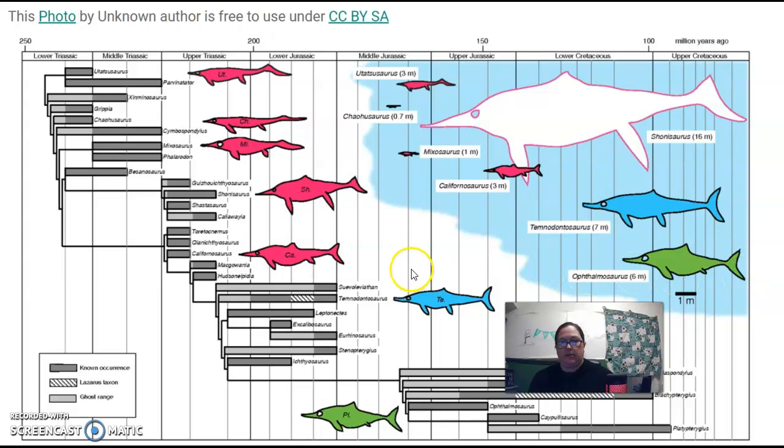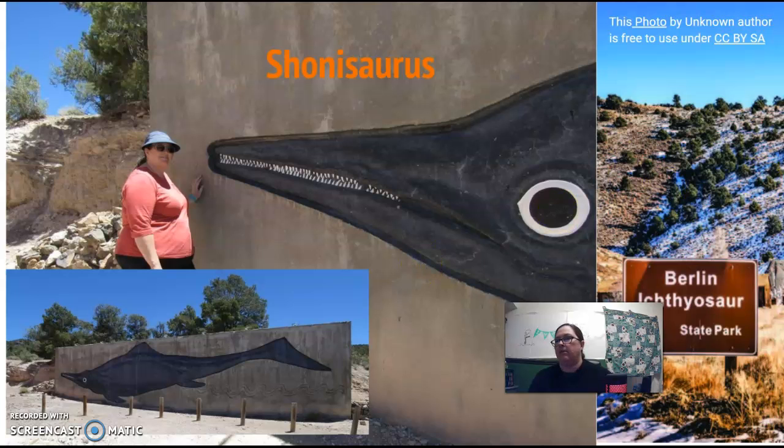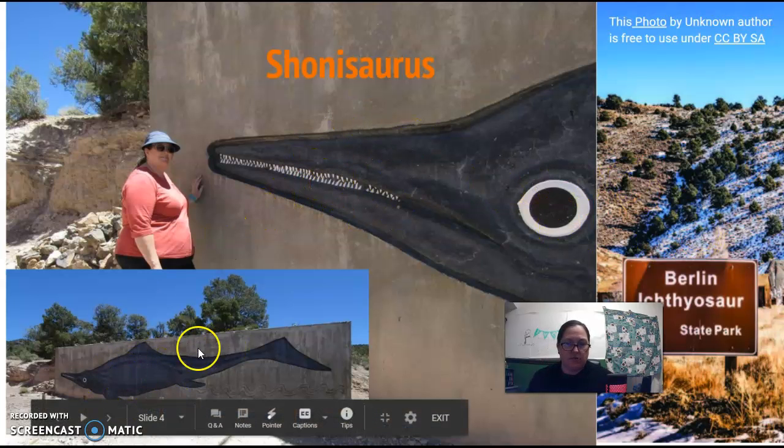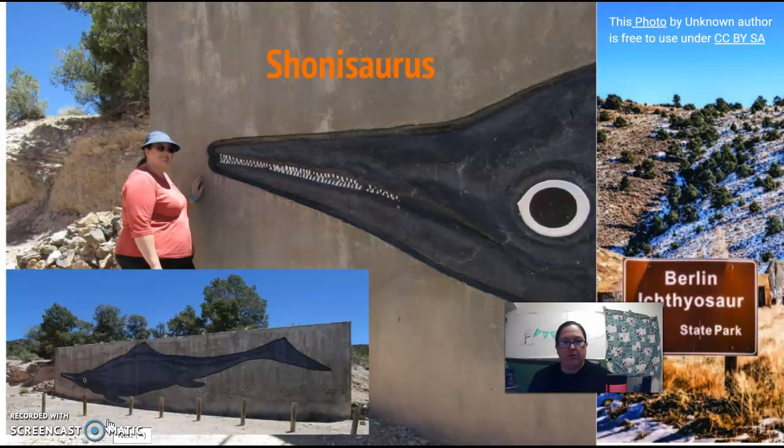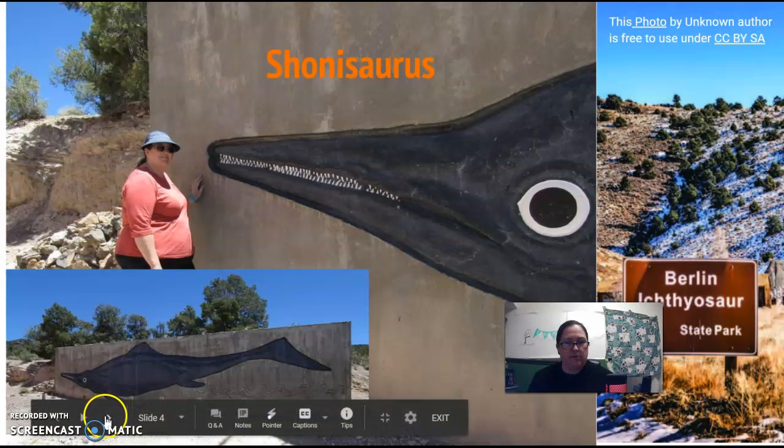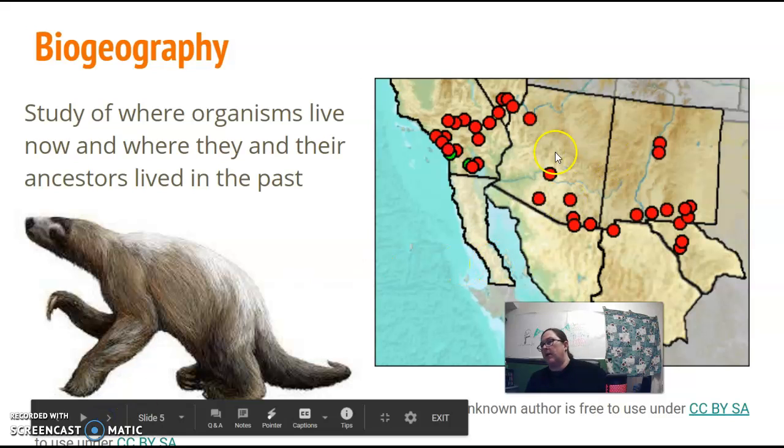Oh, I thought I hit next. That's okay. All right, here I am at the Ichthyosaur Museum. I'm trying to look at my other screen and check my notes as well. This is okay. It's in Berlin, Nevada. And this Shonisaurus is really huge. This is to scale right there. So, love to show you all my pictures, but don't have time. Either you're grateful or you're sad. I'm not sure which. Here we go next.